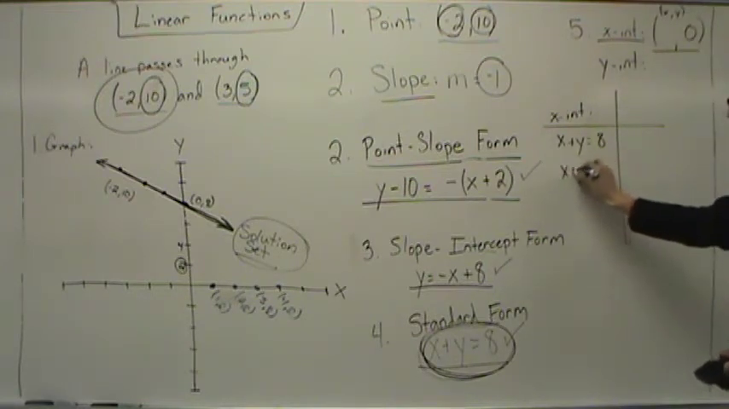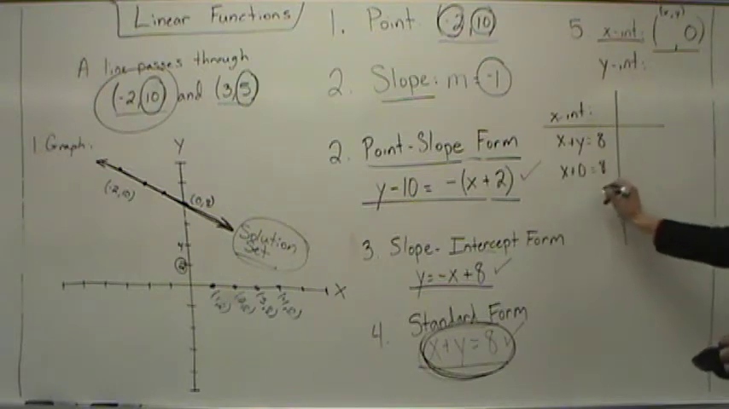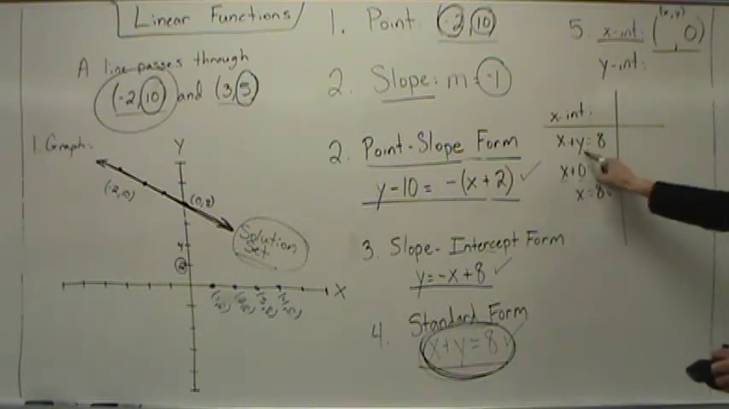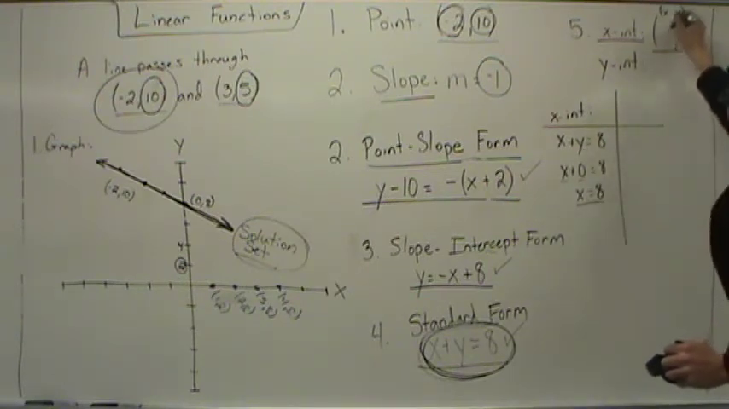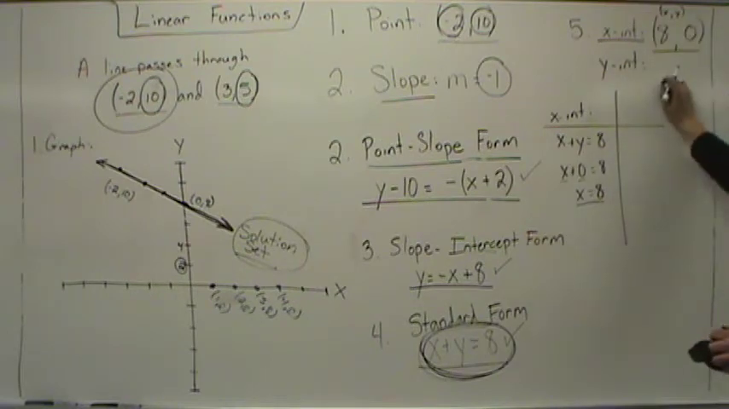So we end up with x plus 0 equals 8. And you see how easy this is. What is something plus 0? X plus 0 is just x. We end up with x equals 8. So when we put 0 in for y, we get x equals 8. That goes here. That is our x value. So we get an x-intercept of (8, 0).